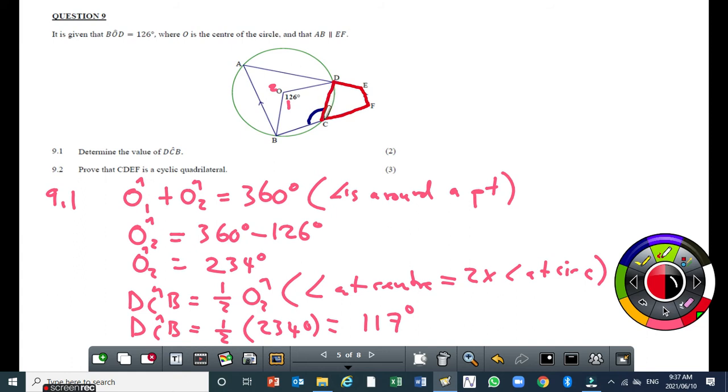Okay. I'm not sure if you tried to do the question, but this one is a very easy one, right? All you have to do is, if you can manage to prove that DCB, this angle here, is equal to angle E, if you prove that those two are equal, then that quad will be a cyclic quad.